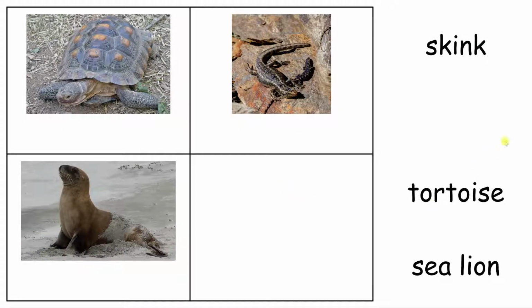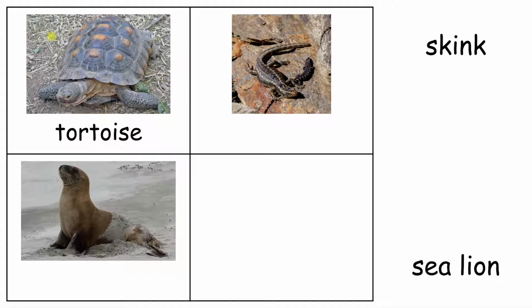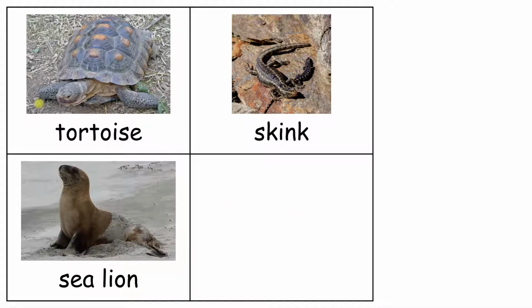Now if you've got touch screen, it's just dragging the words over. If they get it wrong, the word just bounces back. So here we go. Tortoise. If they get it right, it puts it next to the picture and it says the word. Skink. Sea lion. Well done!